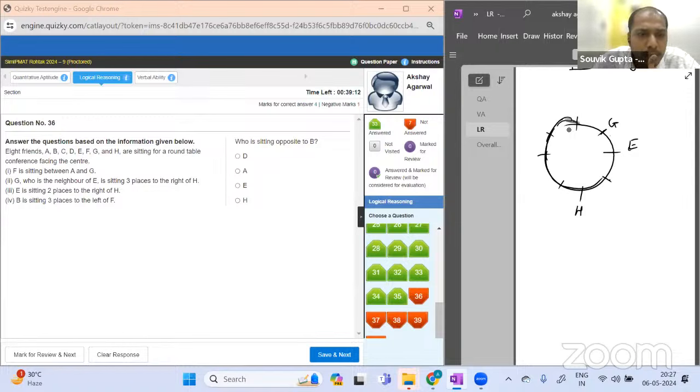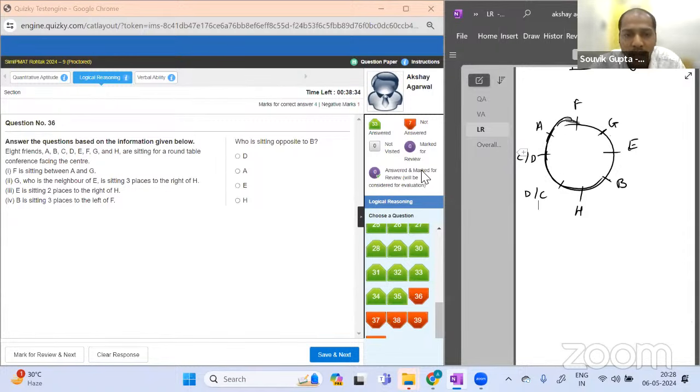Okay. I've been a little rusty here. F is sitting between A and G, so F should be here, A should be here, and B is sitting three places to the left of F, three places clockwise. B is here, and who else is left? A, B, C, D, E, F, G, H. G, who is the neighbor of E, is sitting three places to the right of H. E is sitting two places to the right of H. B is sitting three places to the left of F. There are still some people left, so C slash D, D slash C. Okay, let us go ahead with this.